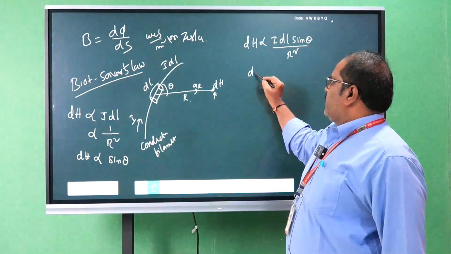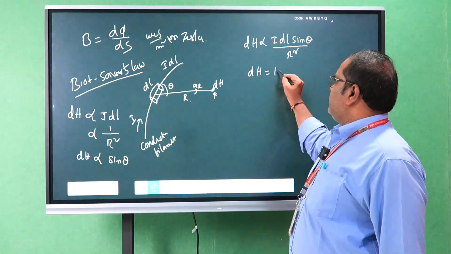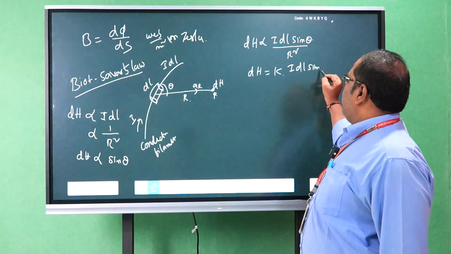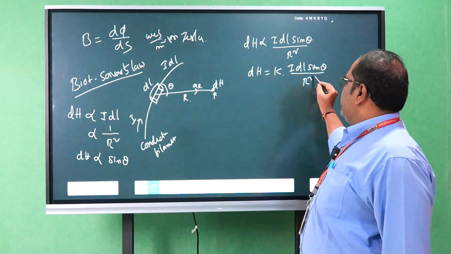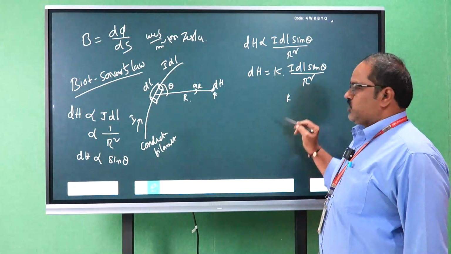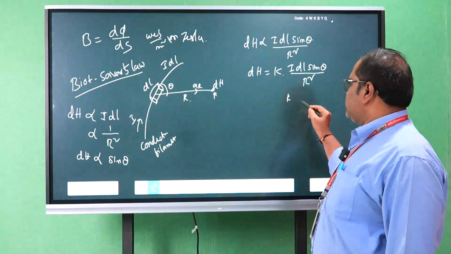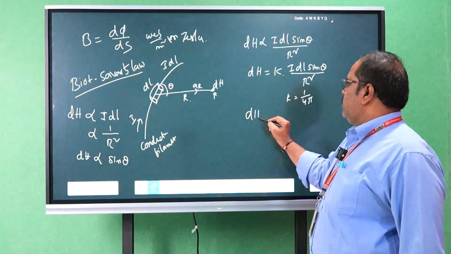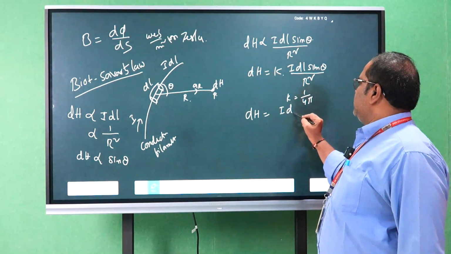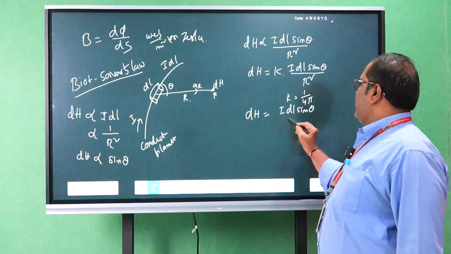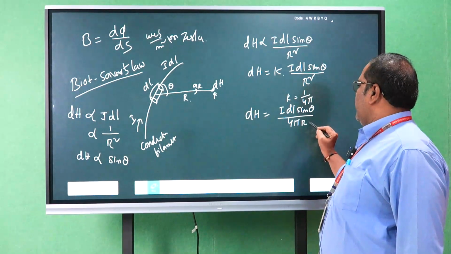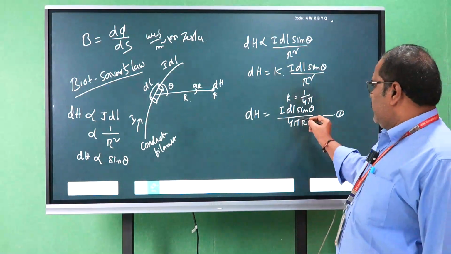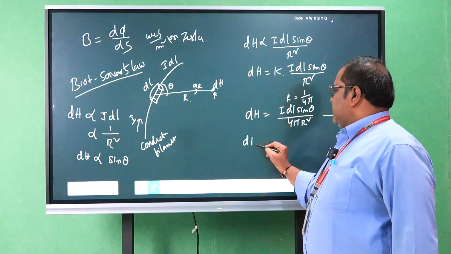Therefore, the proportionality is eliminated, and some constant will be there: K I dl sin theta by r square, where K is a proportionality constant. Thus, the proportionality constant K is 1 by 4 pi. Therefore, dH is equal to I dl sin theta by 4 pi r square. This is the representation of dH.